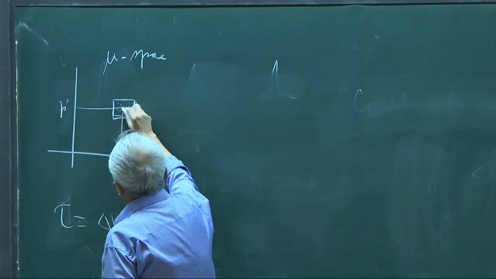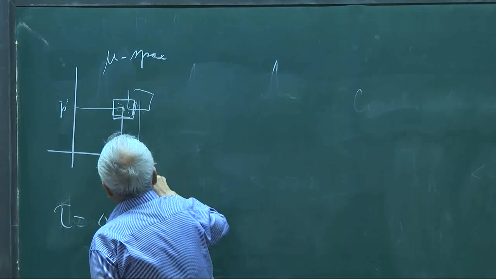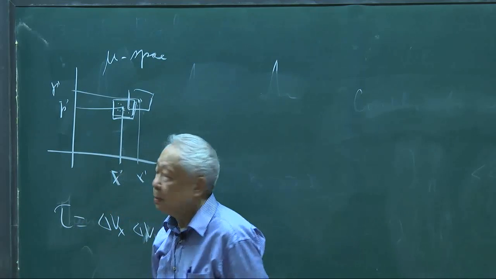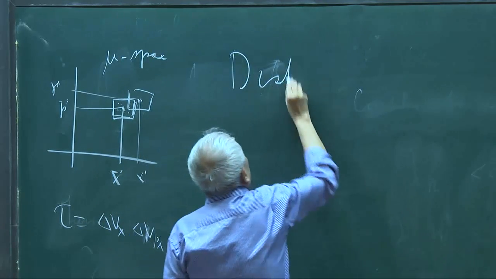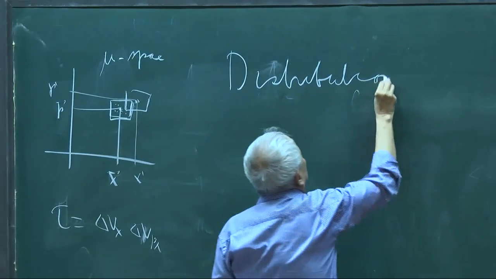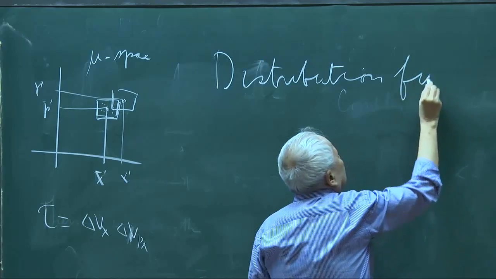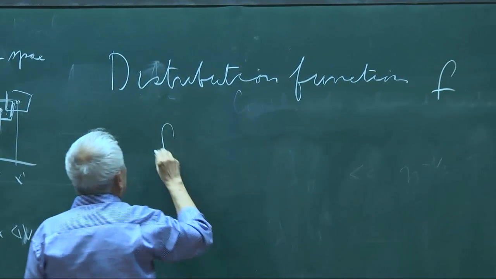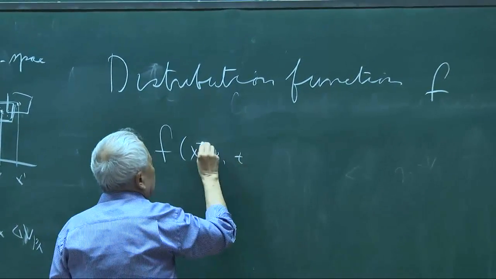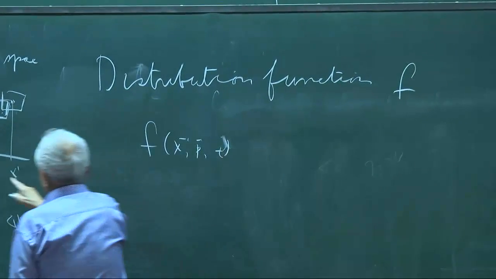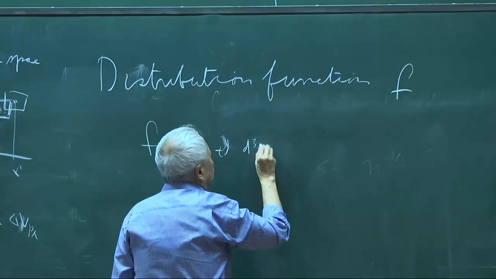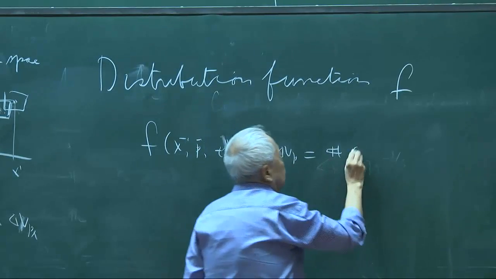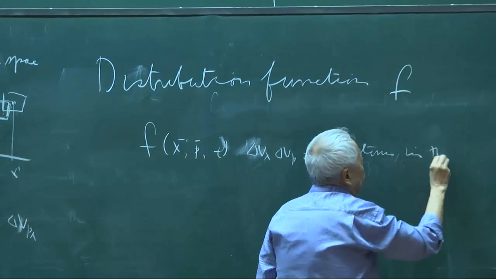And as time goes on, this moves. So it might move here. And this will be another point, x prime and p prime. And I would consider this point, but I would consider the volume about that point. And the distribution function is defined in the following manner. It is called f. F is a function of x and p and t. It is defined in such a way that at this point, x, p, and t, you multiply it by d3x by delta vx and delta vp, and that is the number of atoms in that volume element.